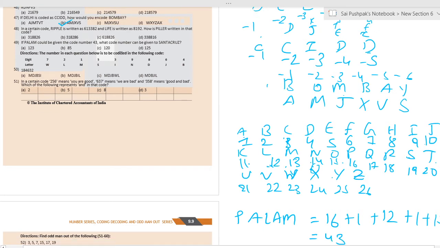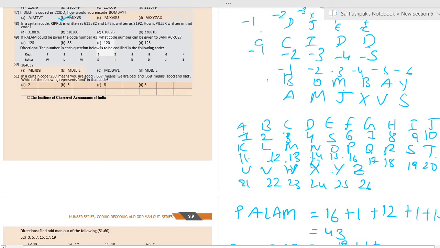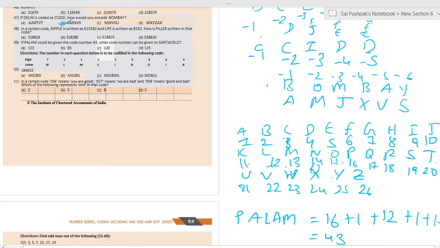So the 50th one is also pretty simple. We have done it in 35 and 36, so you can do the 50th also. And I'll do 51 for you.